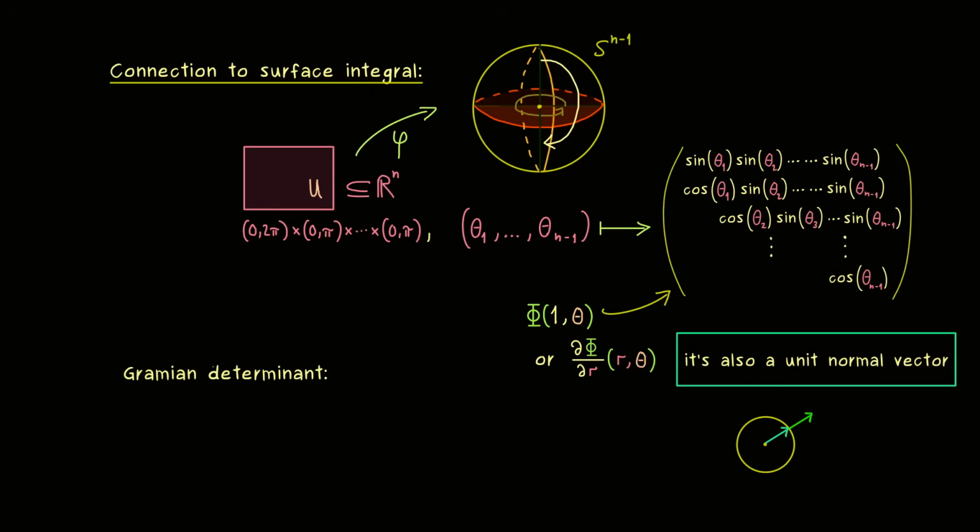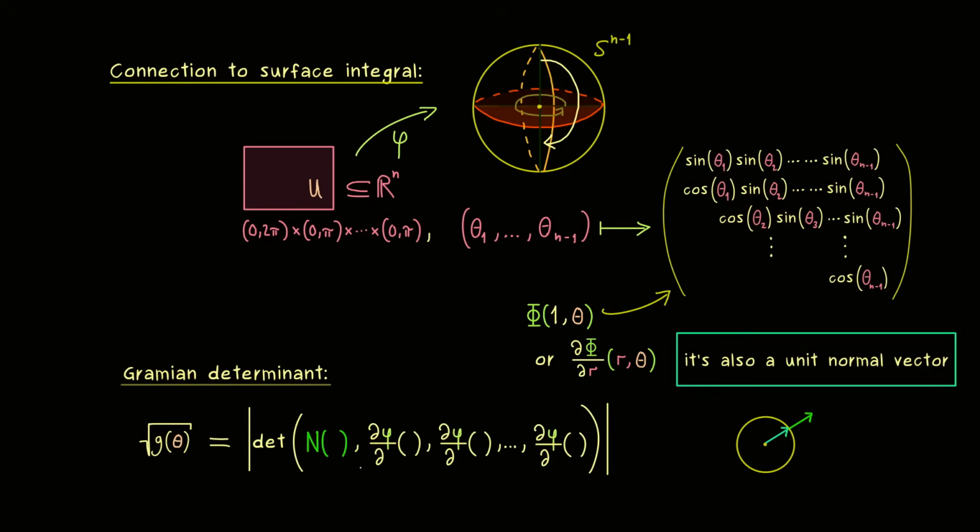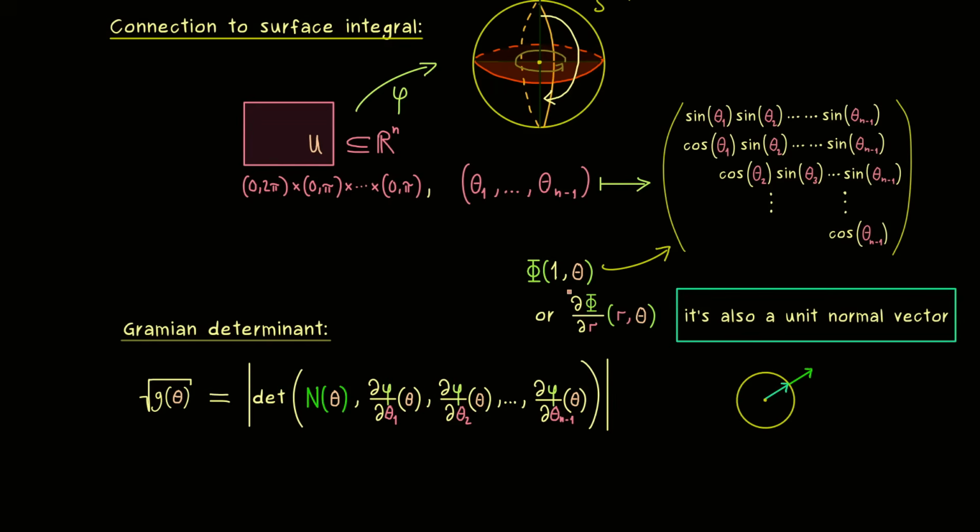Hence, we can use this nice unit normal vector in our Gramian determinant for the surface integral. And the common notation for that was the square root of g of the parameters. And it's defined by a determinant where we put in the normal vector and the tangent vectors. And there you know, the tangent vectors are given by the partial derivatives of the parameterization lowercase phi. And I say lowercase phi because this is the definition on the surface, but we already know we can actually replace it by our uppercase phi.